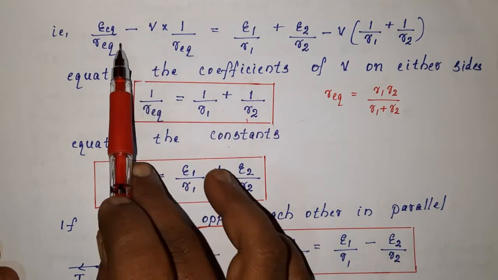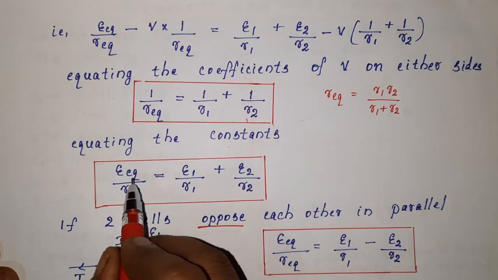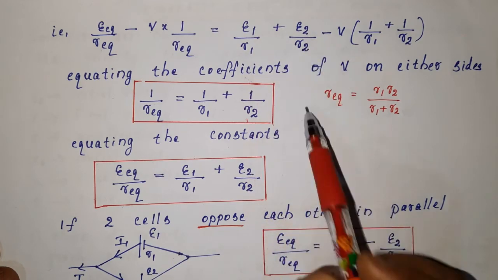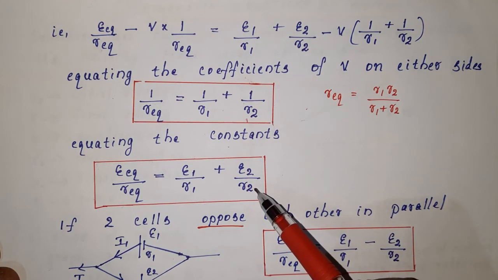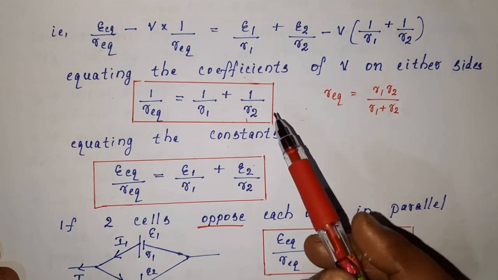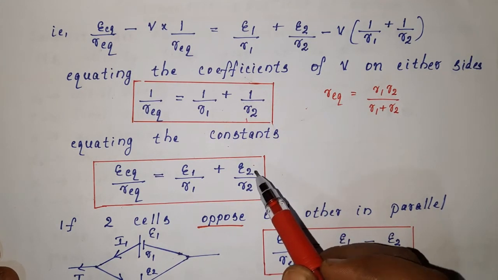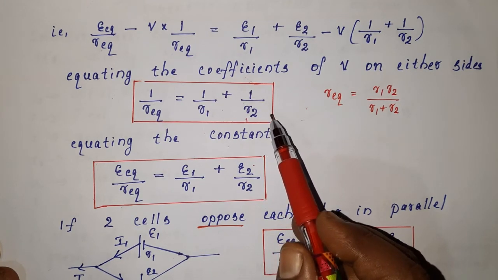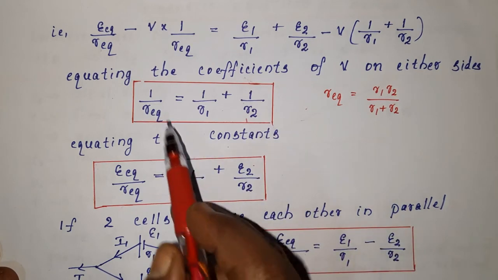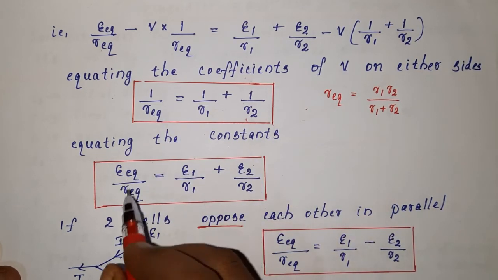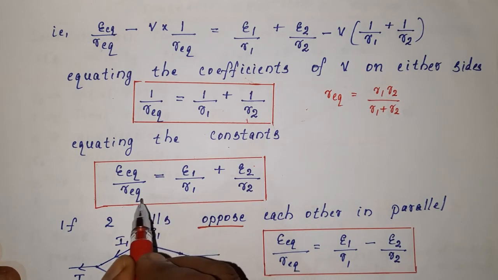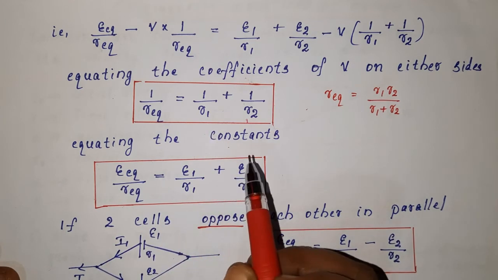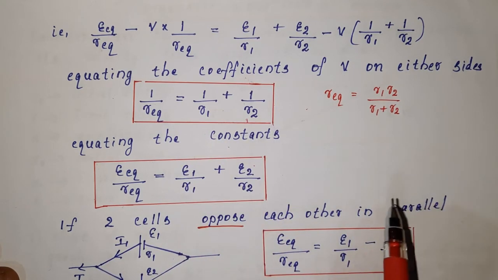Now equating the constants on either side, we have epsilon equivalent by R equivalent is equal to epsilon 1 by R1 plus epsilon 2 by R2. So these two equations give the expressions for equivalent EMF and equivalent internal resistance of two cells connected in parallel. First you have to find R equivalent, then you have to substitute that R equivalent in this equation. Then only you will get epsilon equivalent. So these are the two equations for the cells connected in parallel.